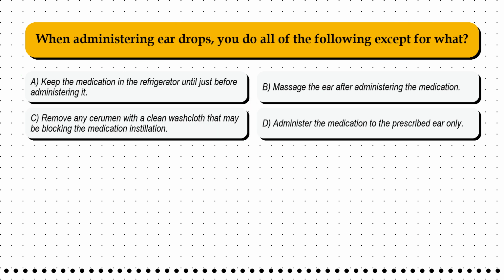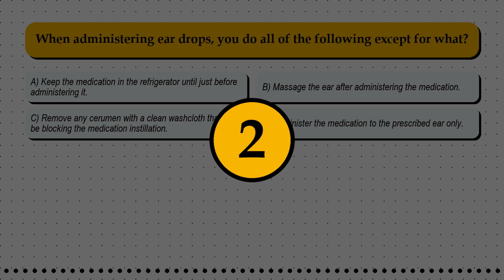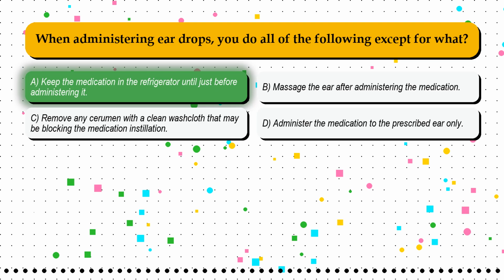Question 324. When administering ear drops, you do all of the following except for what? Option A, keep the medication in the refrigerator until just before administering it. Option B, massage the ear after administering the medication. Option C, remove any cerumen with a clean washcloth that may be blocking the medication instillation. Option D, administer the medication to the prescribed ear only. The correct answer is option A, keep the medication in the refrigerator until just before administering it.